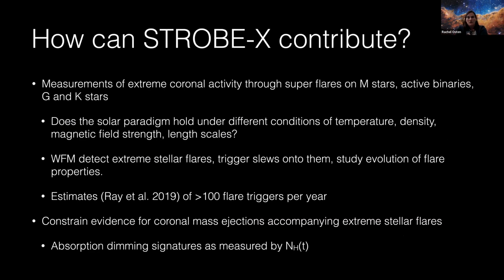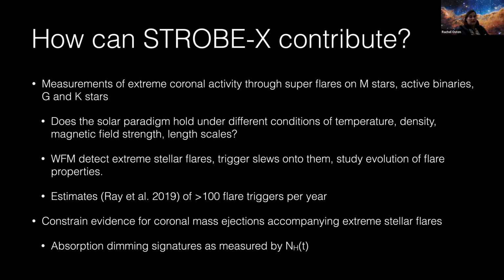So let me come to how STROBE-X can contribute to this area. It's basically through measurements of extreme coronal activity through superflares on M dwarfs, active binaries, and nearby magnetically active G and K stars. As I showed you, those are contributing transient millimeter emission. We think that plasma heating should be accompanying those, and so being able to constrain that presence or absence will tell us about how far we can extend the solar flare model into different regimes of stellar objects, which is essentially the second bullet point. How does the solar paradigm hold under different conditions of temperature, density, field strength, length scales?